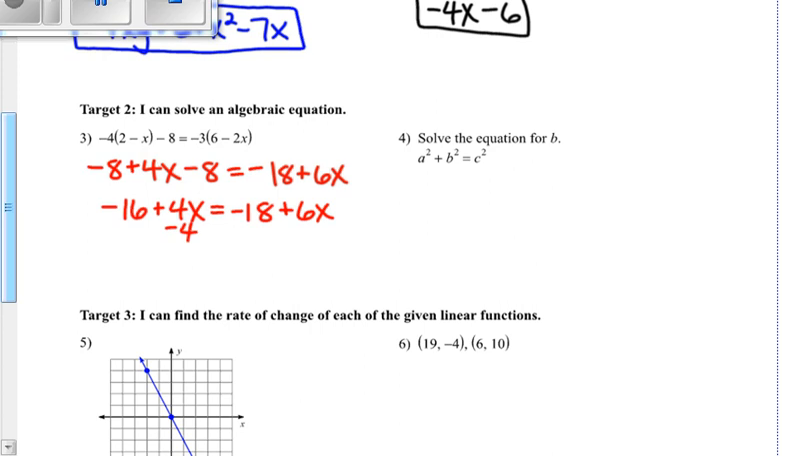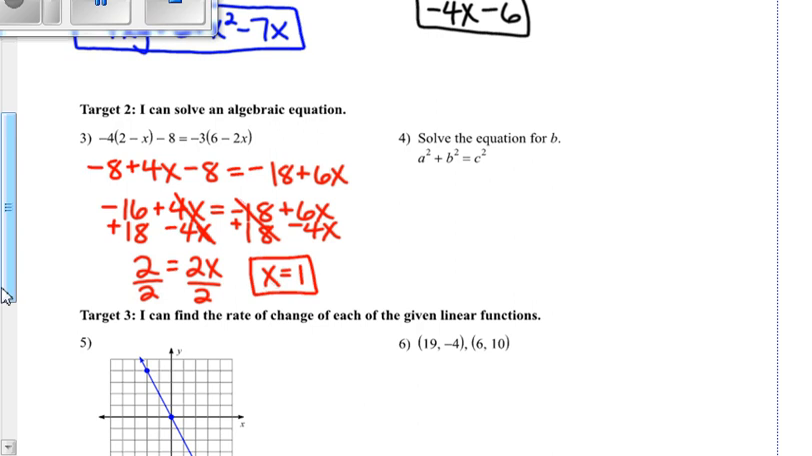Now I'm going to subtract 4x from both sides. And I'm also going to add 18 to both sides. So over here, negative 16 plus 18 is 2 equals 6x minus 4x is 2x. And if I divide by 2 on both sides, I get x equals 1.